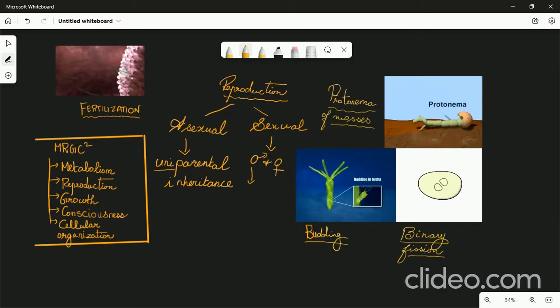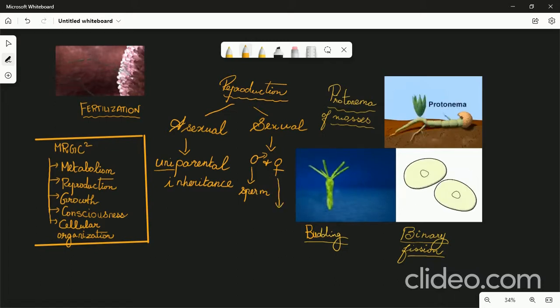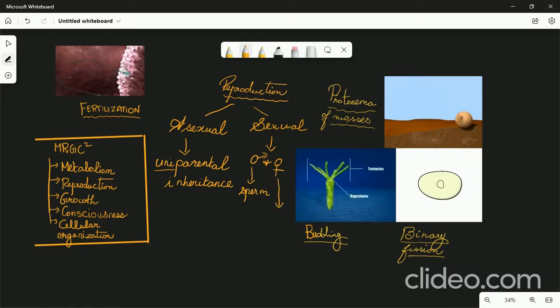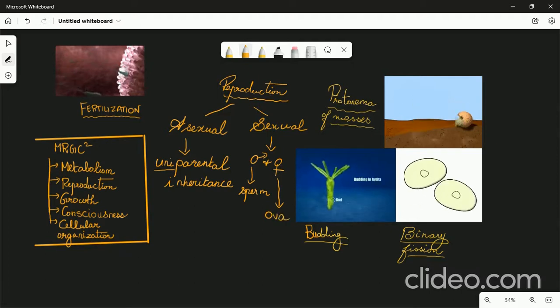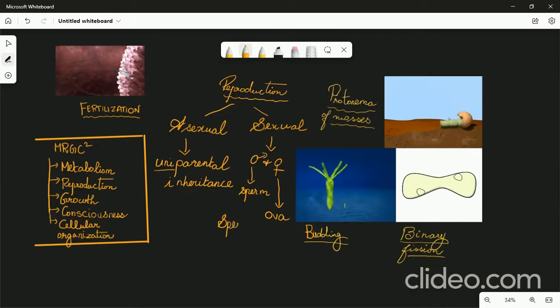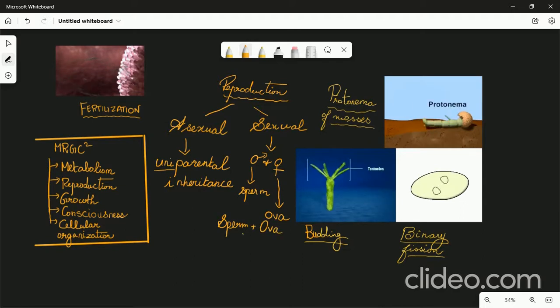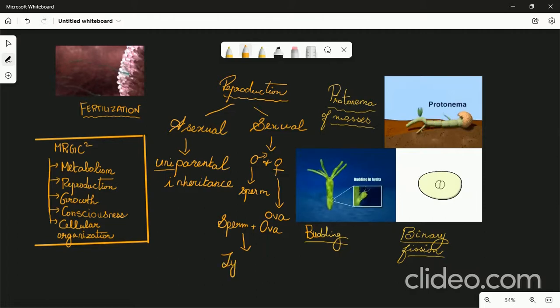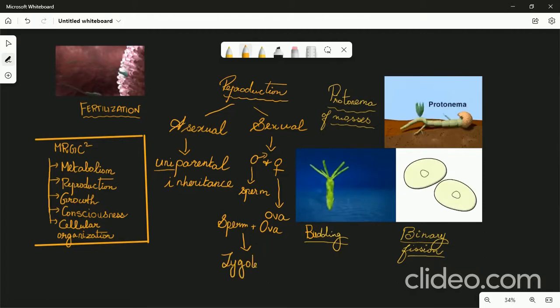A male will produce male sex cells, that is male gametes, which is a sperm, and the female will also produce a female sex cell, a female gamete, which is ova or egg. Now sperm plus ova will link together, that is, they fuse together and form the zygote. Now this zygote will undergo many divisions and form an embryo.